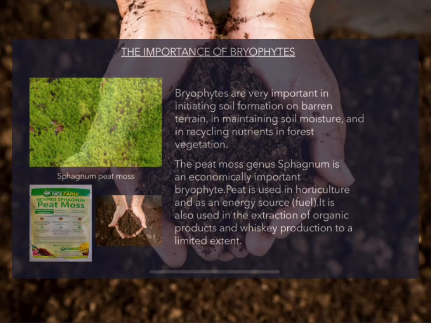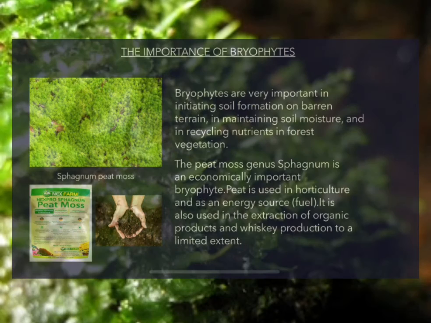Bryophytes are very important in initiating soil formation on barren terrain, in maintaining soil moisture, and in recycling nutrients in forest vegetation. The peat moss genus Sphagnum is an economically important bryophyte. Peat is used in horticulture and as an energy source, fuel. It is also used in the extraction of organic products and whiskey production to a limited extent.